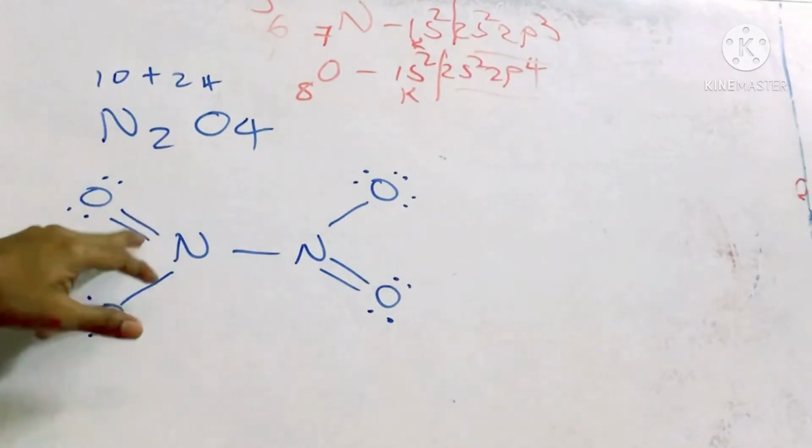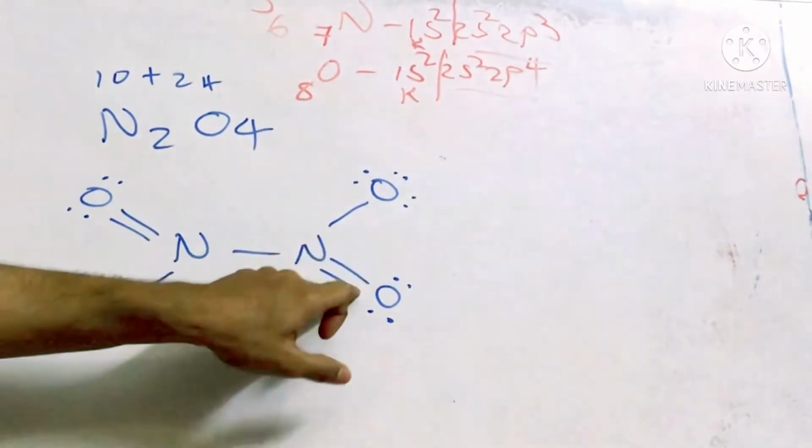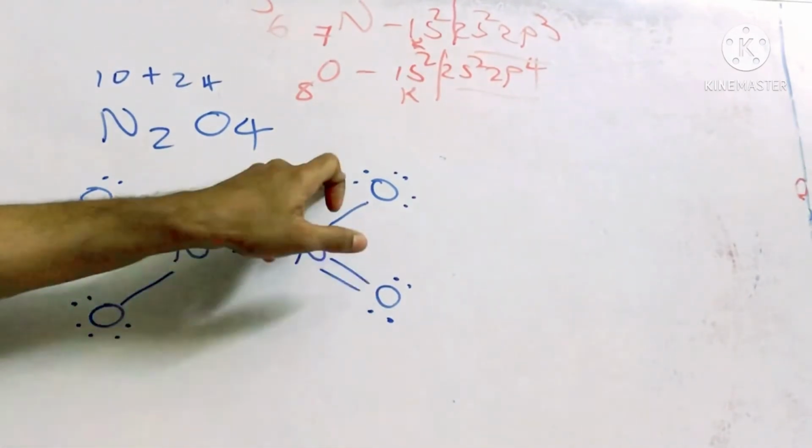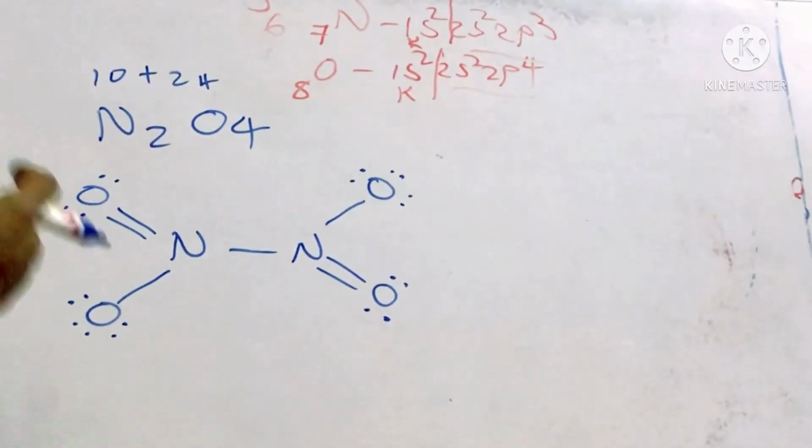Now you can count the total number of lone pairs. 1, 2, 3, 4, 5, 6, 7, 8, 9, 10, 11, 12, 13, 14, 15, 16, 17. So 17 pairs gives 34. So in total we have given 34 electrons, and this is the way we can write the N2O4 structure.